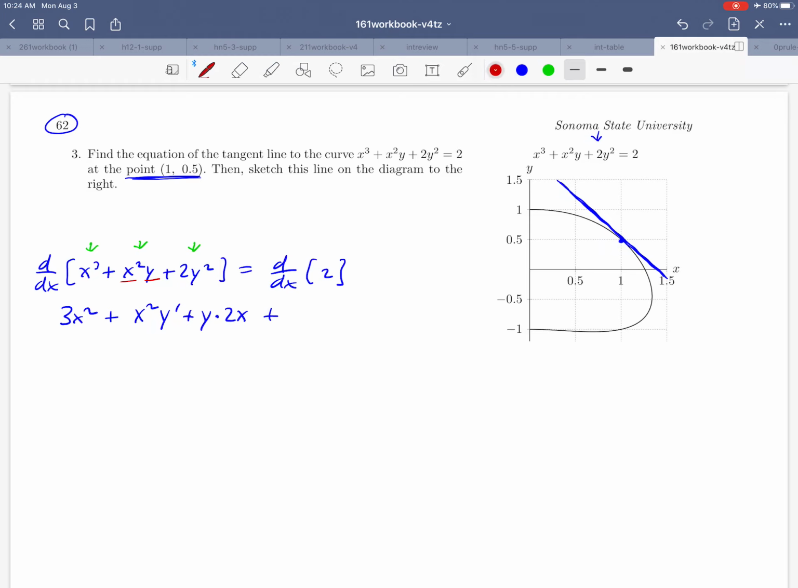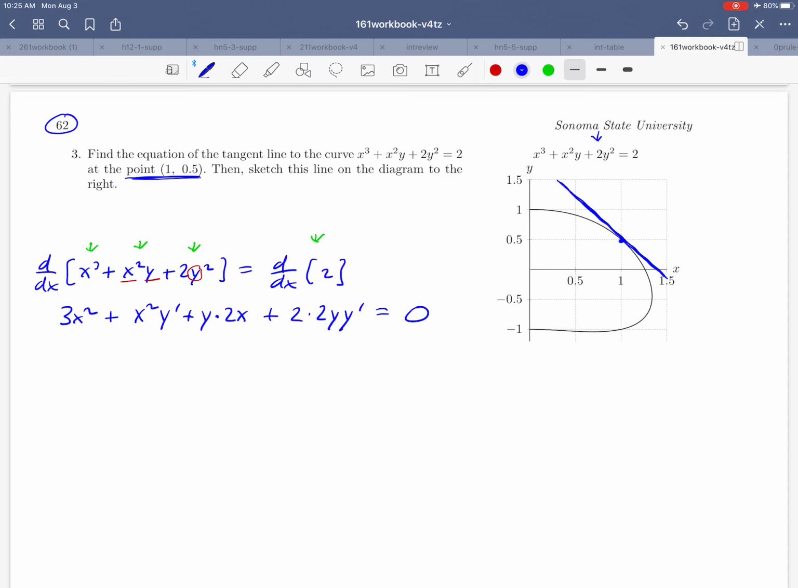Next thing we come to is the 2y squared. Remember that when you see this y that's sitting here, that's really representing a function. So we need to use the chain rule when we take that derivative. So we're going to get 2, and then the derivative of that y squared, it's like a u squared. We're going to get 2u times the derivative of the u, which is y prime in this case. And then over on the right, we're just taking the derivative of 2, and that's going to give us a 0. So there's our derivative.